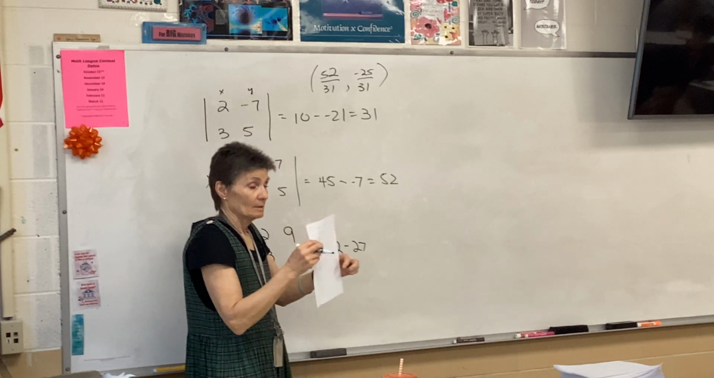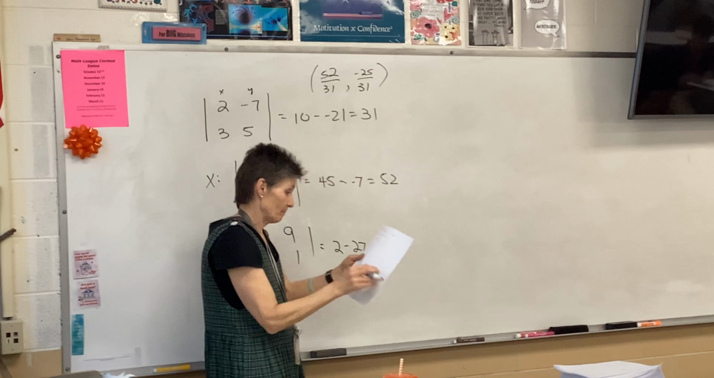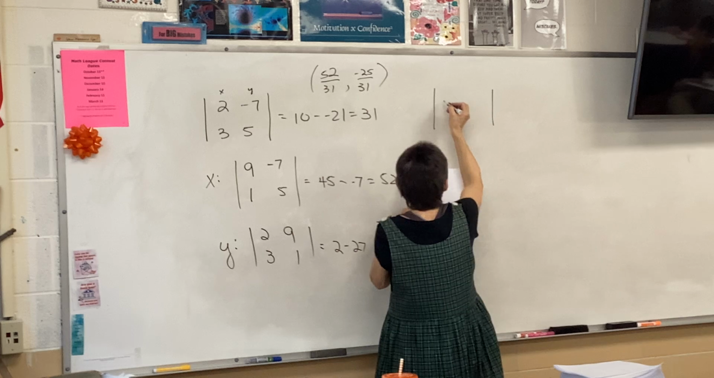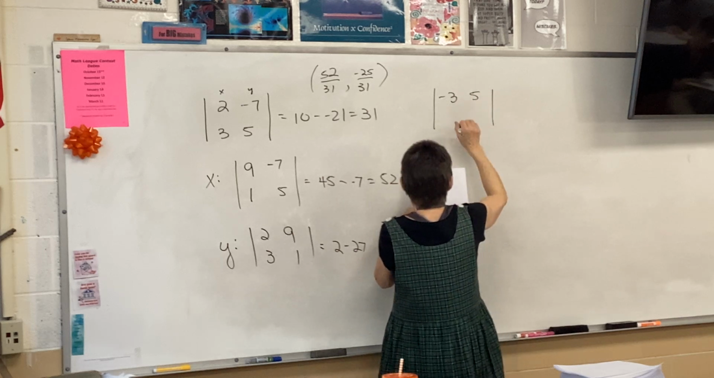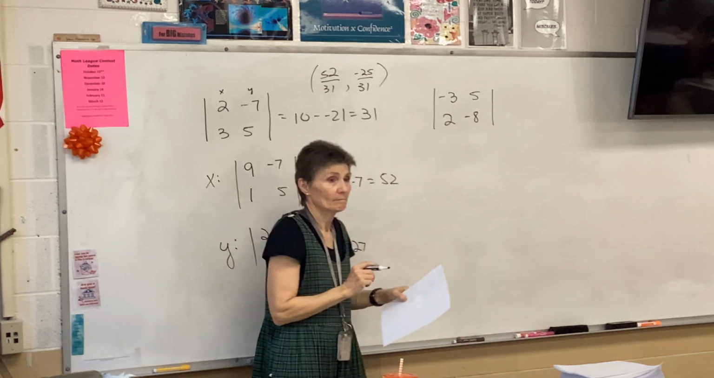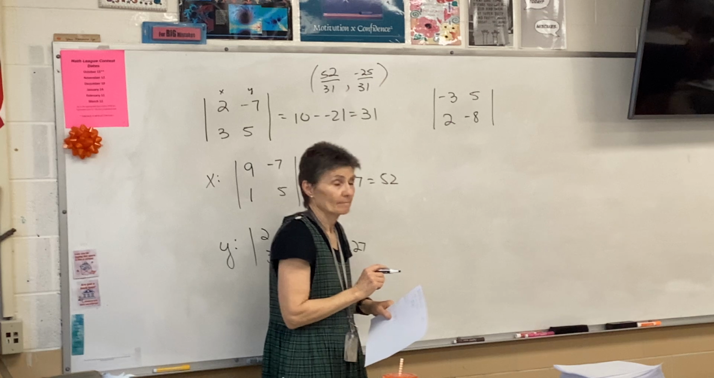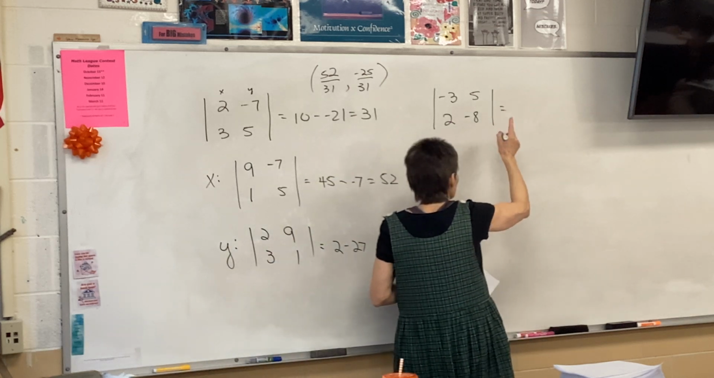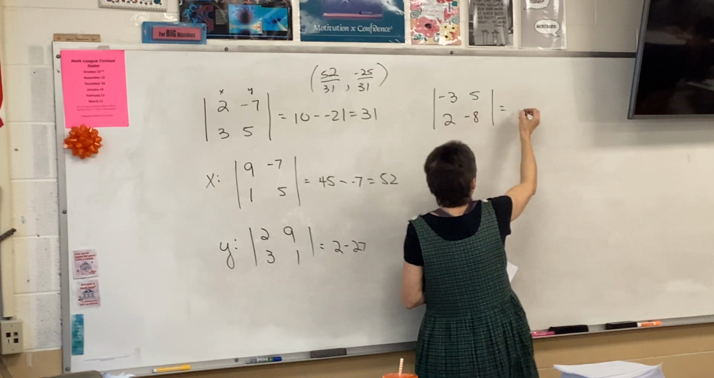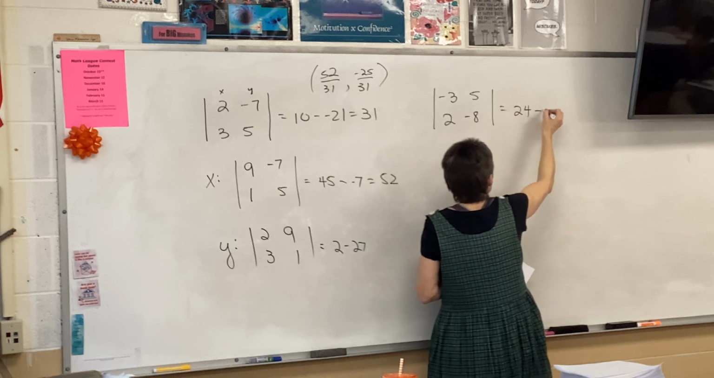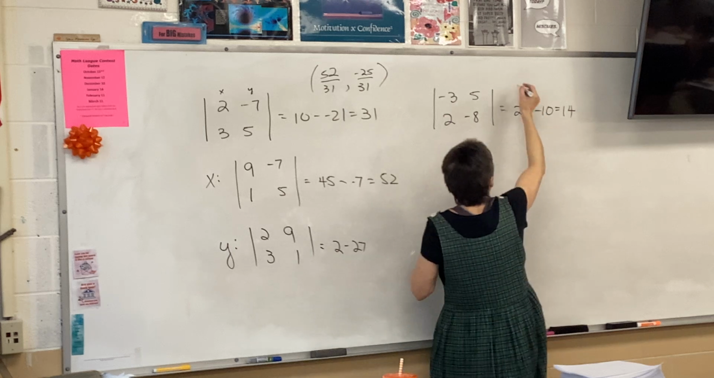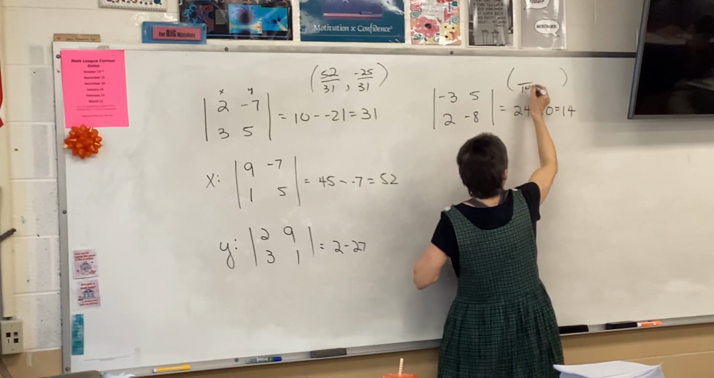Okay? We'll do one more. Start problem letter B. Start by writing down the coefficients. So negative 3 and 5, and 2 and negative 8. So what does that equal? Do the math carefully. You'll have a baby calculator for this if you need it. But it's 24 minus 10. I got 14. 24 minus 10. So my answer, whatever it is, it's over 14.